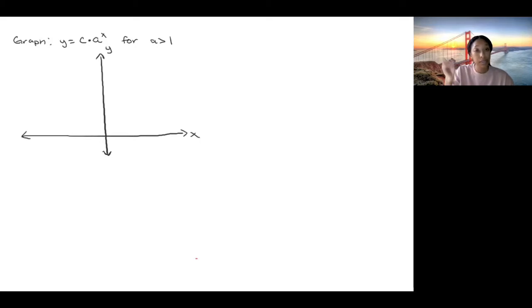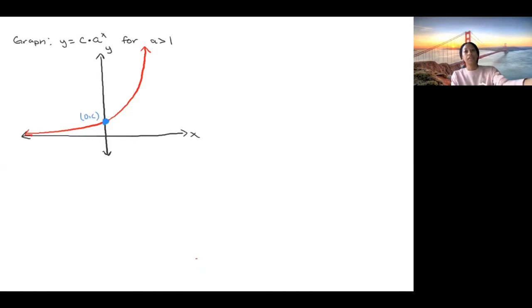So for exponential functions of the form c times a to the x, when a is greater than 1, we get a function that starts off really close to the x-axis, and then it increases really, really quickly as x increases. Okay, so it's an increasing curve like this. Important characteristics. We said that this point here, where the graph crosses the y-axis, is going to be at (0, c).